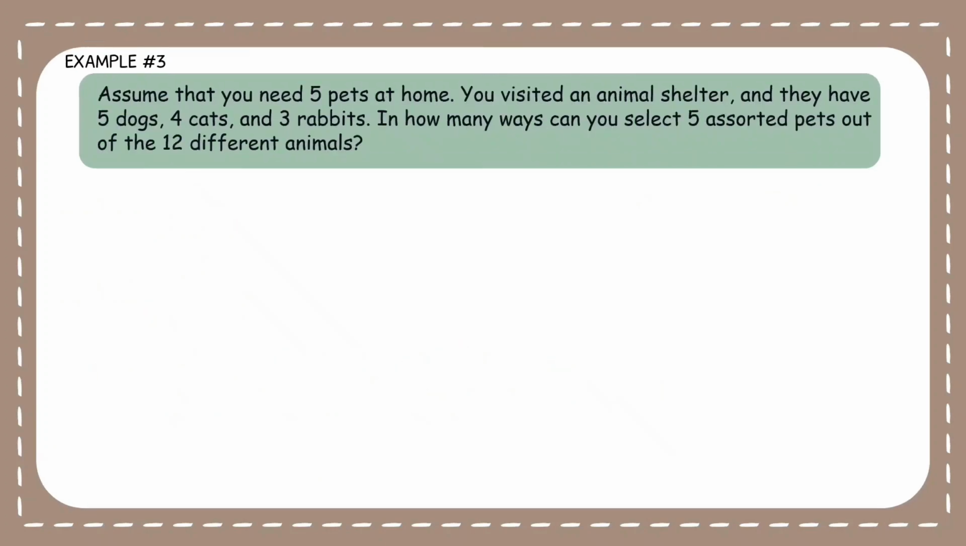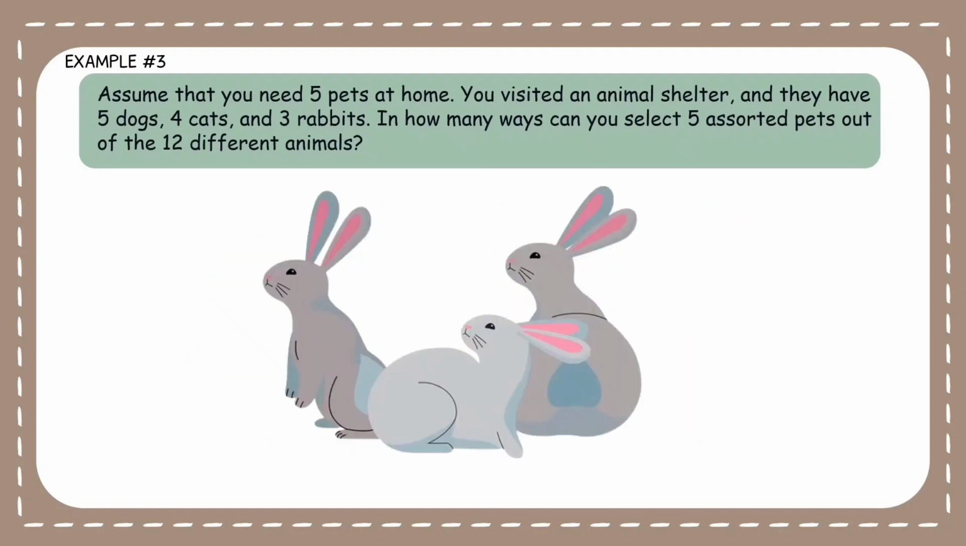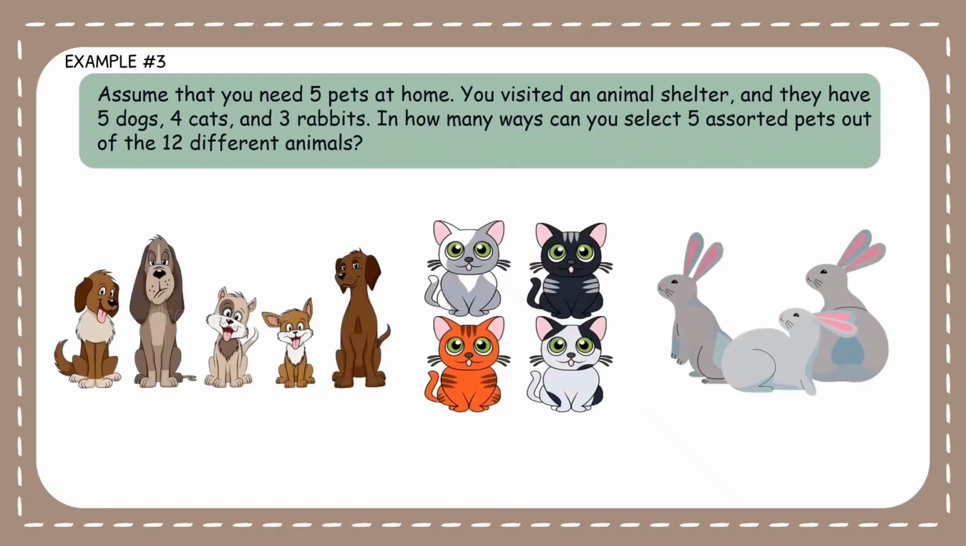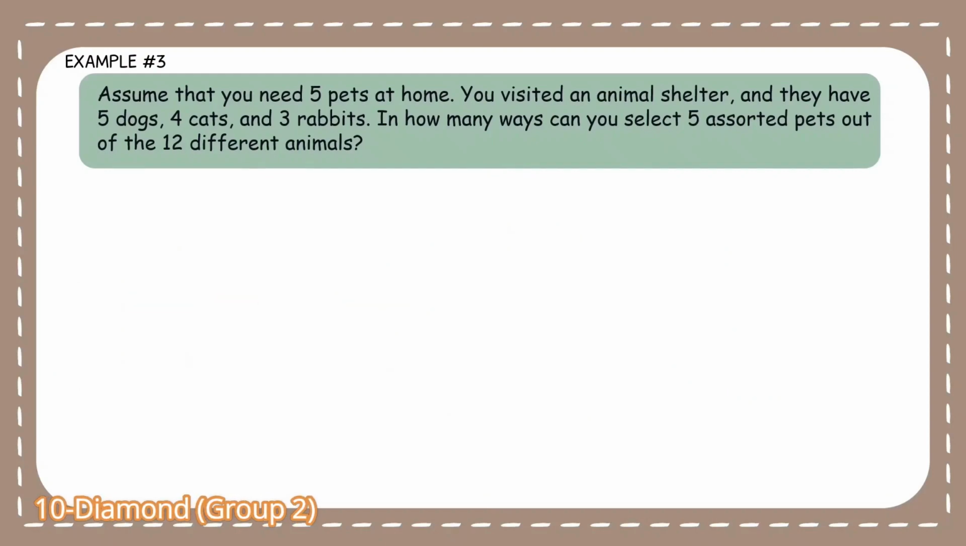To understand more, let's have another example. Assume that you need 5 pets at home. You visited an animal shelter and they have 5 dogs, 4 cats, and 3 rabbits. In how many ways can you select 5 assorted pets out of the 12 different animals? We can solve this problem using the combinations. But first, we must identify our n and our r in the given problem. Since the total number of animals is 12, 12 will be our n, and we're going to choose 5 animals, thus r is equal to 5.